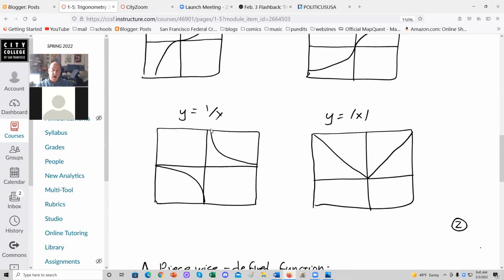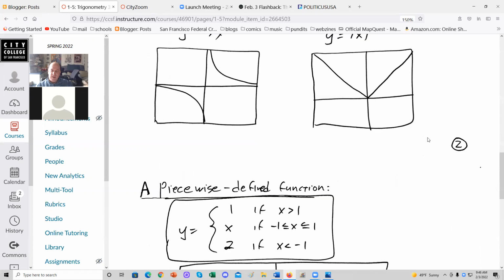1 over x has a graph called a hyperbola, which goes off to infinity as x approaches 0 and goes off to 0 as y approaches infinity. This hyperbola, if you turn it 45 degrees, is the shape that a lamp makes on the wall, as cast by its lampshade. Y equals absolute value of x has a V-shaped graph such as this.